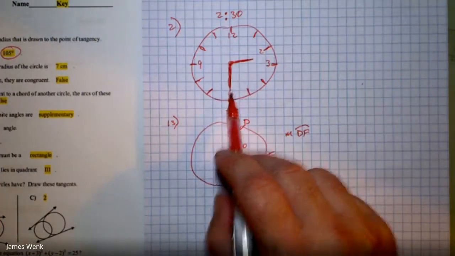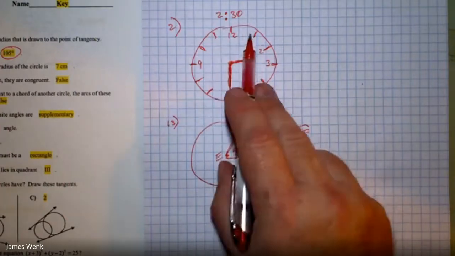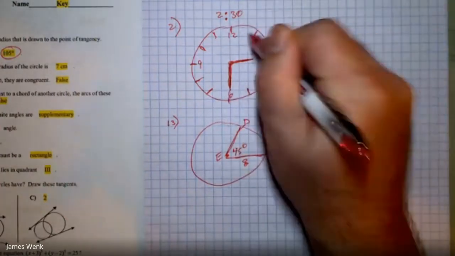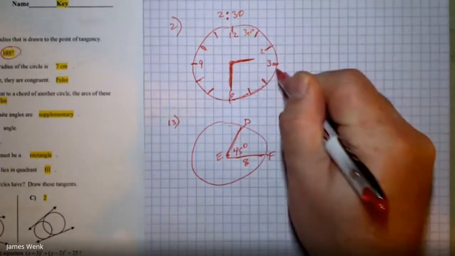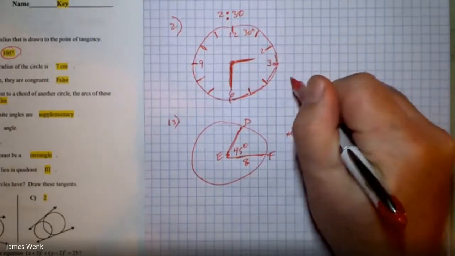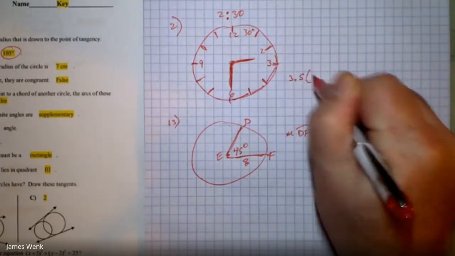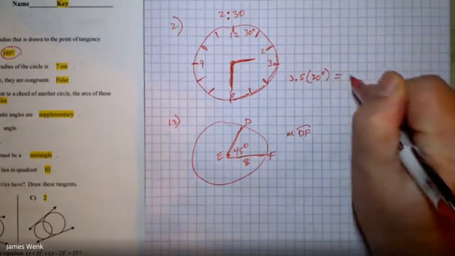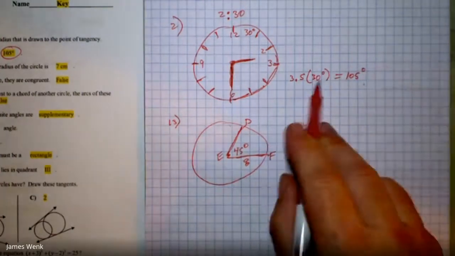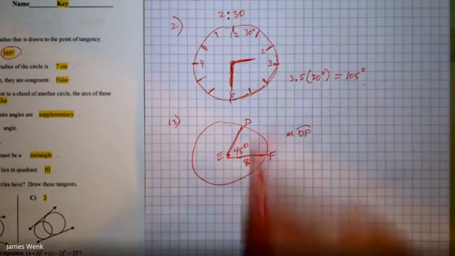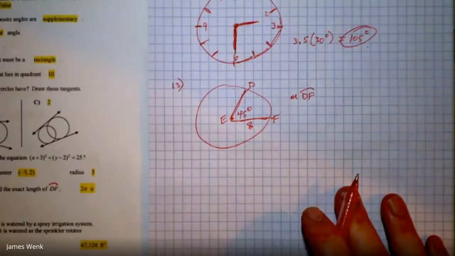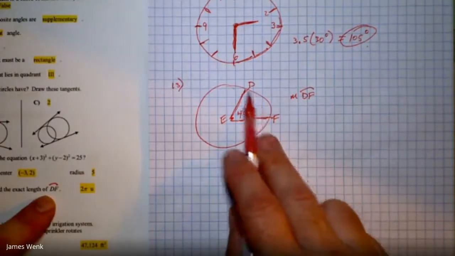So we got to figure out what each section is. There's 12 sections divided by 360. What is that? 30 degrees each. So each of these is going to be 30 degrees. So let's count the sections. 1, 2, 3.5 sections. So 3.5 times 30 degrees. Yeah, I guess that's 105 degrees. 3 times 30 would be 90, plus half of 30 would be 15. 90 plus 15, 105 degrees. So that was right.